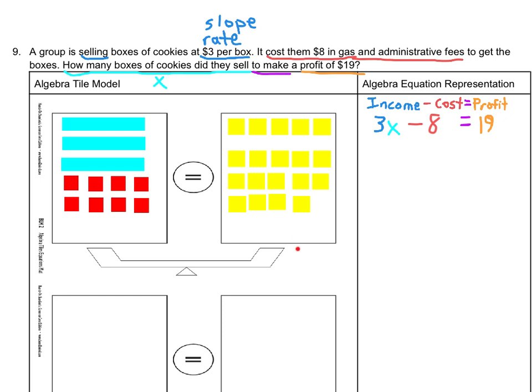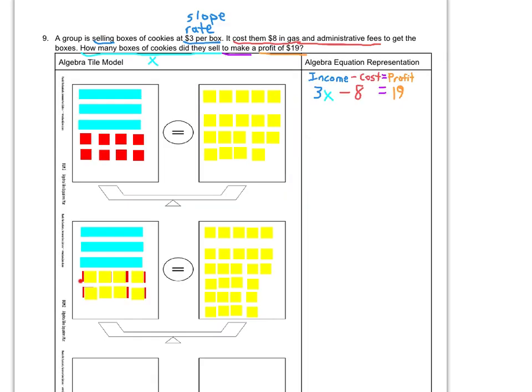I could either make some 0 pairs, or I could just make this negative 8 into 0 by adding 8 on both sides. So I added 8 on the left, that zeroed out those negative 8, leaving just 3 x's on the left. On the right, I also had the 19, and then I've added 8 more, for a total of 27. Algebraically, we added 8 to both sides, giving us 3x equals 27.